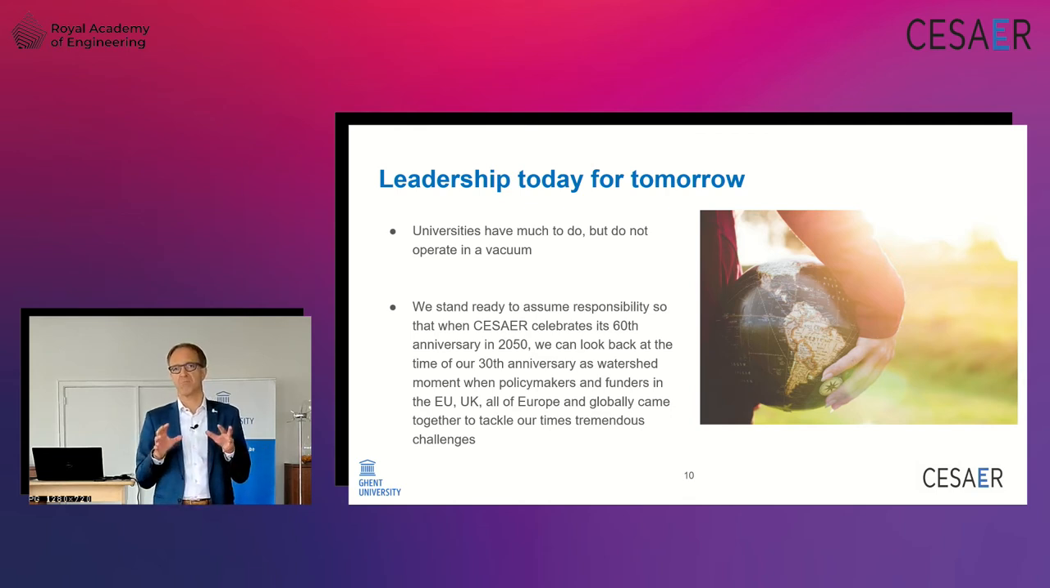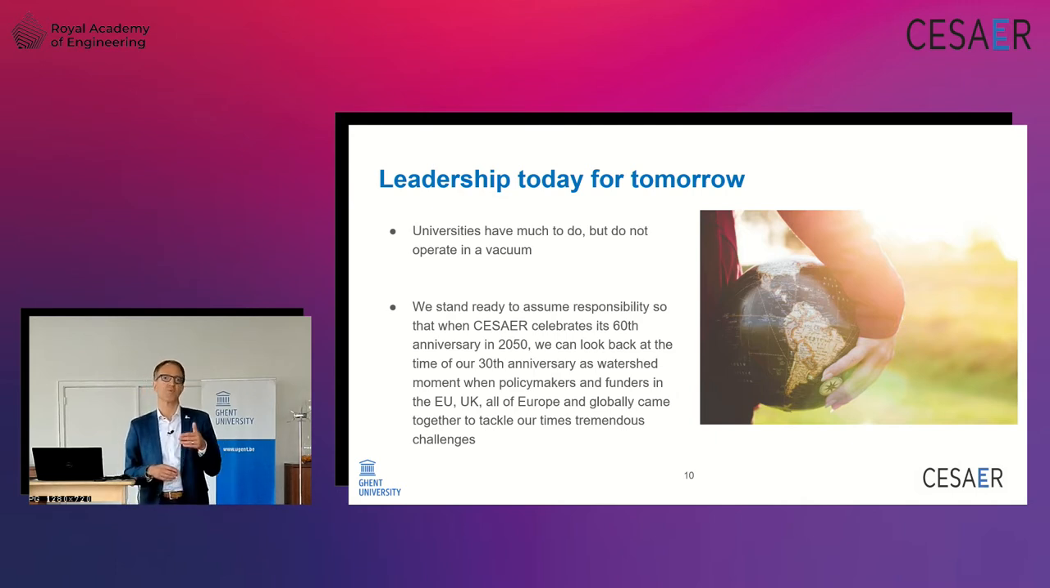While there is much for us universities to do, we do not, however, operate in a vacuum. There are especially risks which we must avoid, that universities will become somehow instruments in the geopolitical global competition. We are ready and willing to assume responsibility, and we invite policymakers and funders in the EU, in the UK, all over Europe, and even globally, to join us.